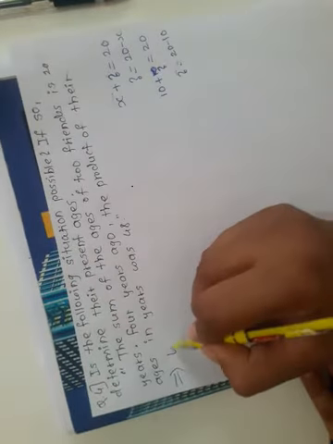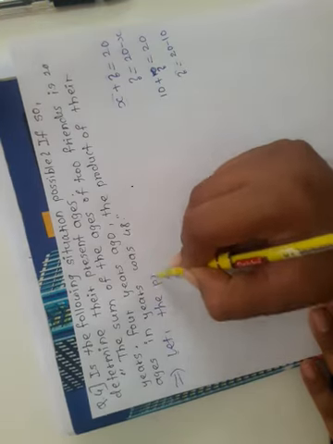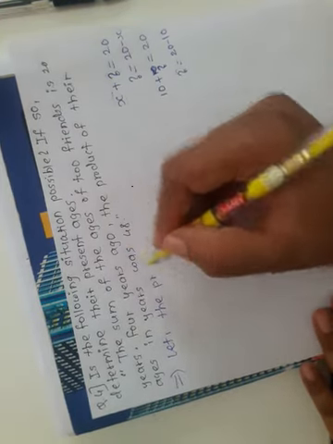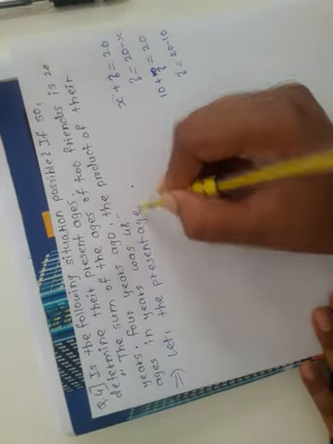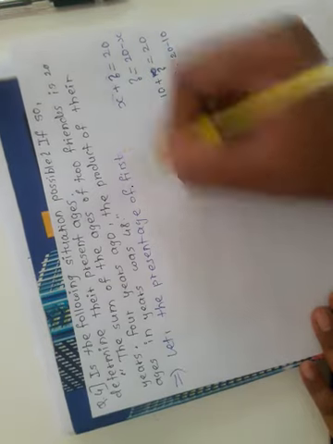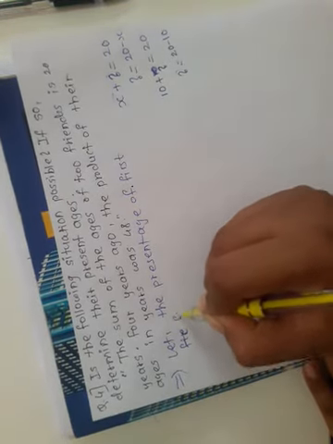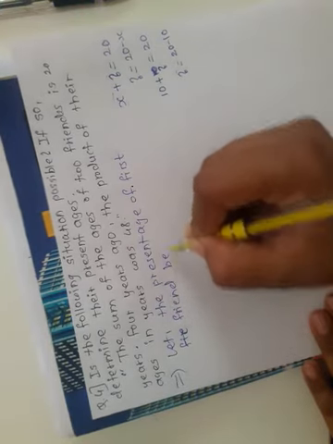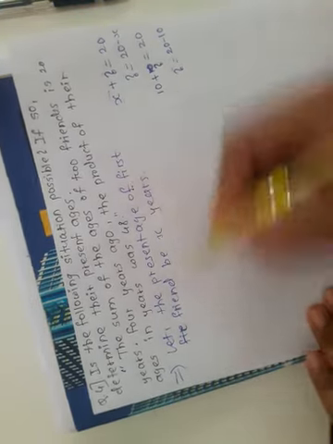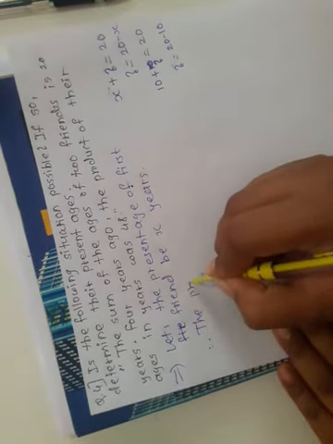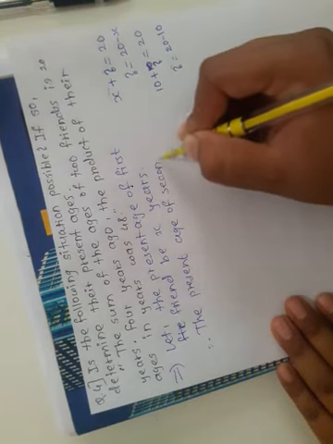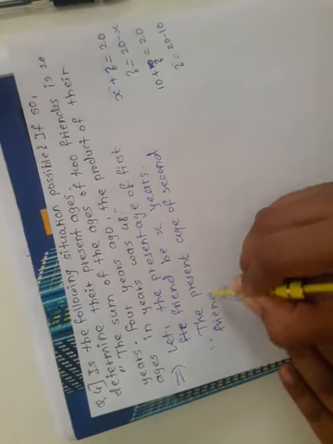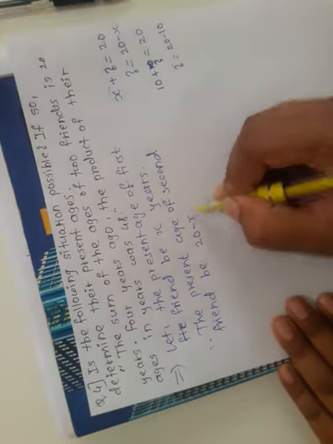So write down: let the present age of the first friend be x years, and therefore the present age of the second friend is obviously 20 minus x years.